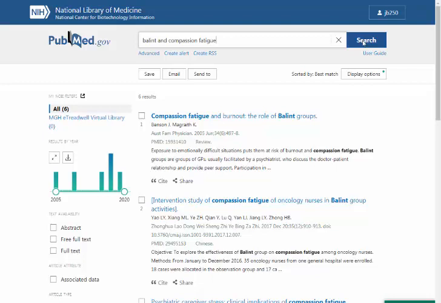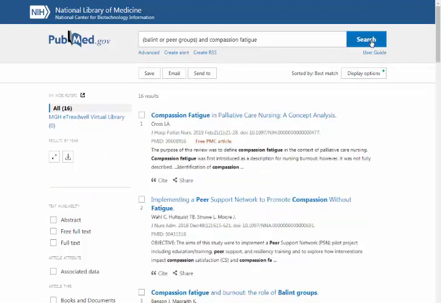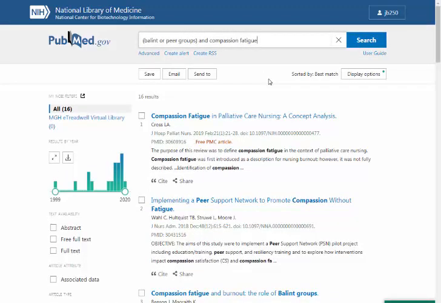If you remember from both previous videos, we want to use "or" to connect the synonyms or alternate terms. "Or" typically expands your results. The other thing you need to remember is if you have a search with both "or" and "and", you'll need to use parentheses to separate the terms that are connected with "or." Like this. That's better. 10 more articles.